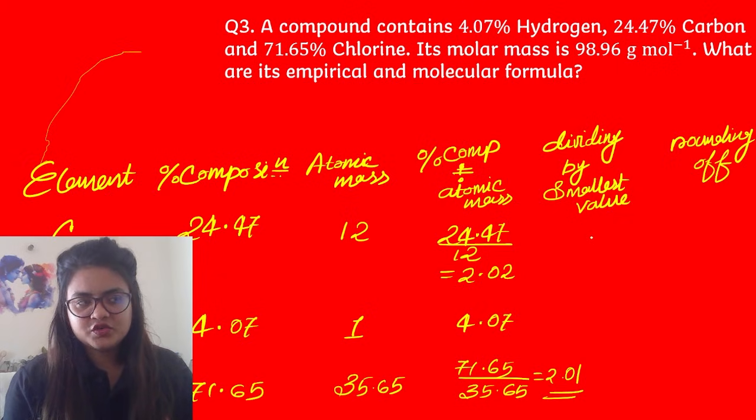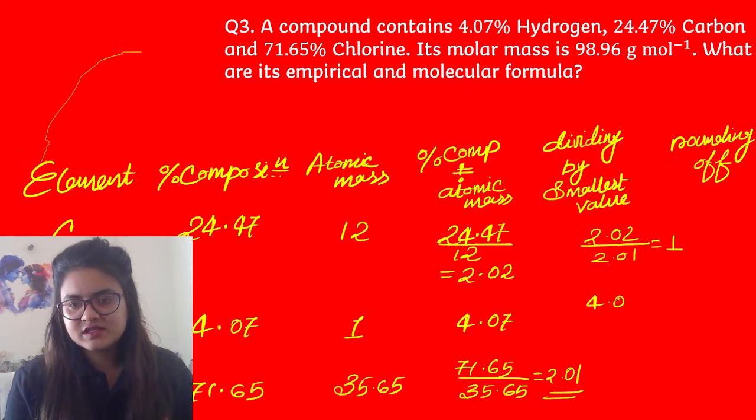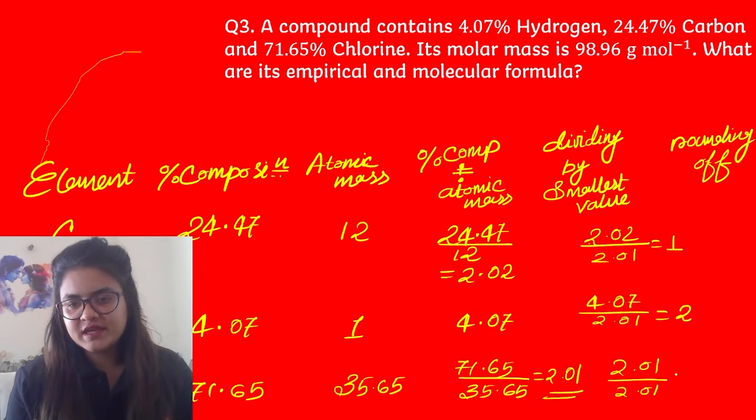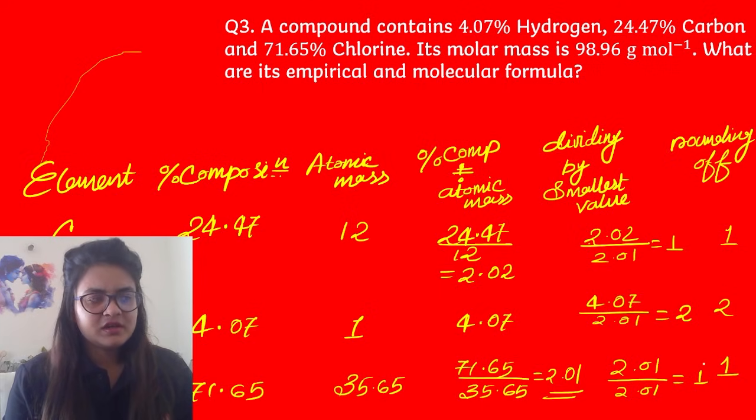So here what I'm going to do: 2.02 divided by the smallest value, that is 2.01. This is almost 1 if you round off. Here 4.07 divided by 2.01, and here 2.01 divided by 2.01. This is just to make the ratio simple. So here it will come almost like 2, and here also 1. So rounded off, it is 1, 2, 1. This is the rounded off value, and like that you can calculate.